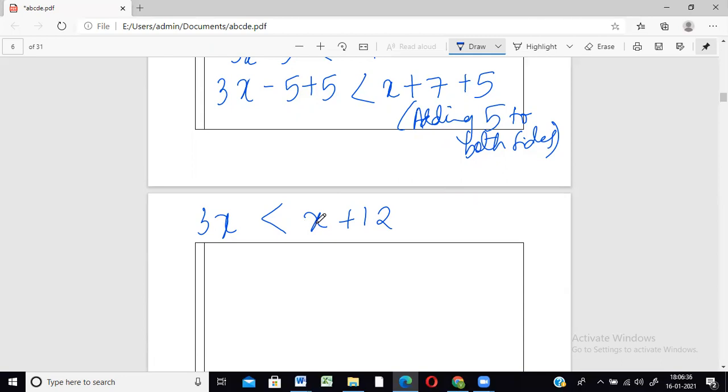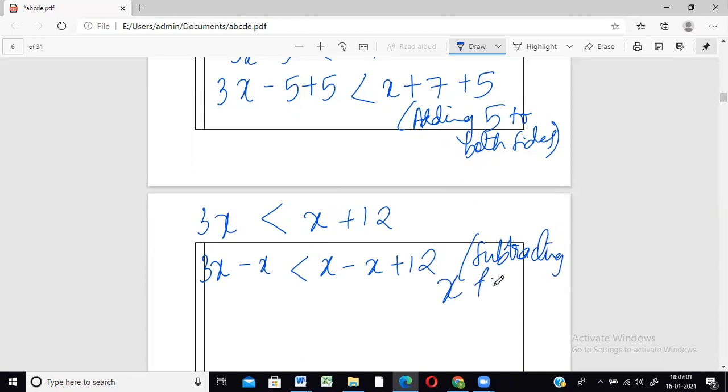This is already plus x. Here the sign is nothing, which means this is plus x. So to delete this, what should I do? I should subtract x from here, correct? So I will subtract x from here. So what will I do? 3x. Since I am subtracting x from here, I will also subtract x from here, less than x minus x plus 12. So what did I do? I am subtracting x from both sides.